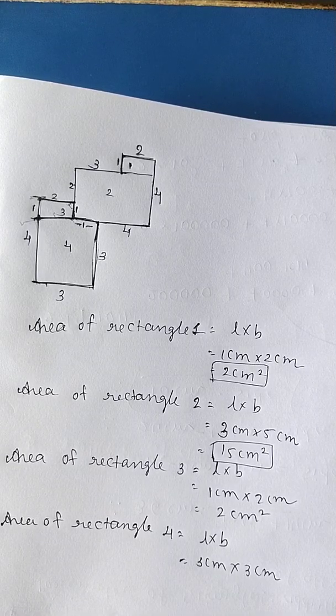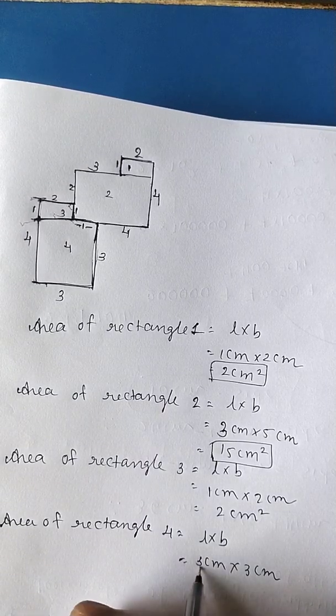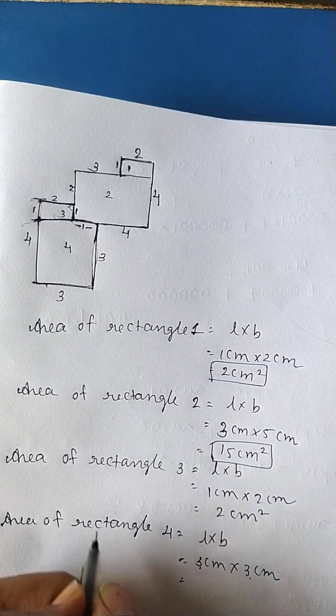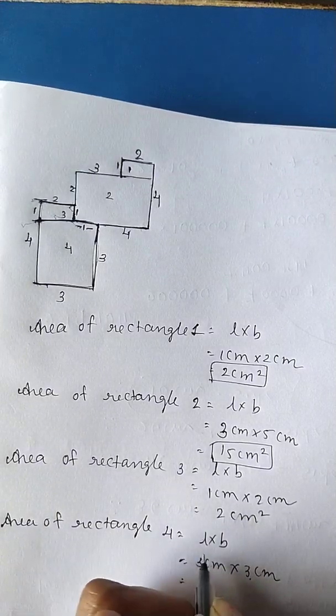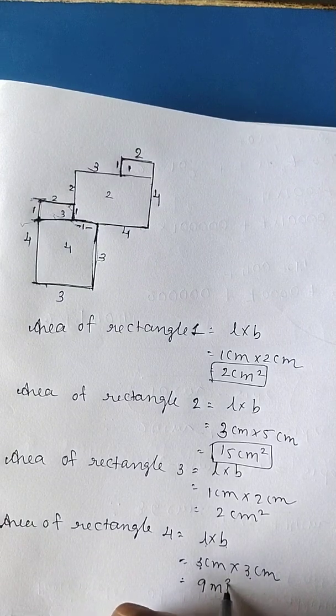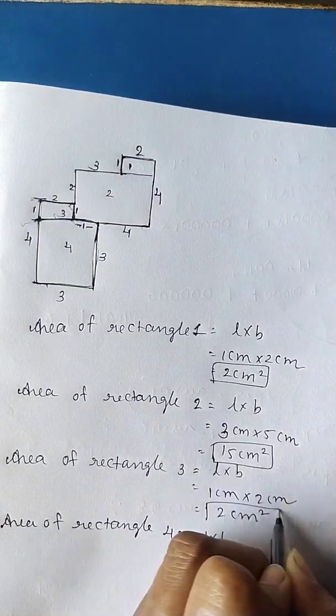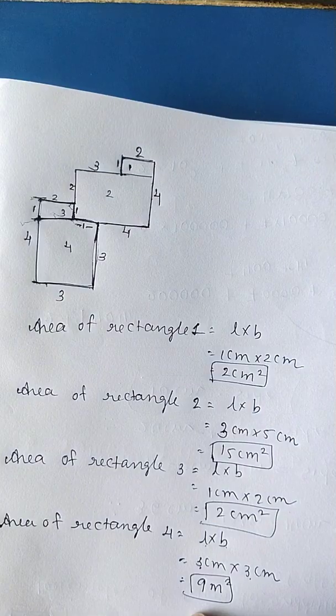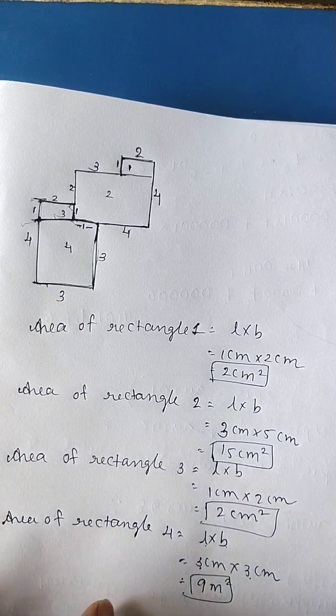Okay. All the squares are rectangles. Yes. But all the rectangles are not squares. So here all the squares are rectangles. 3 multiplied by 3. If you write over here area of square, then you will write side multiplied by side, then it is also right. Okay. So now we have found the area of all 4 rectangles.